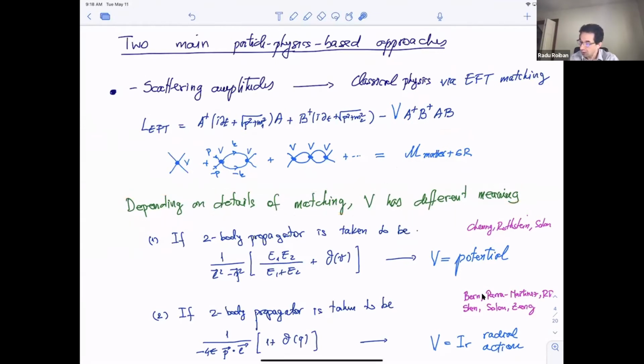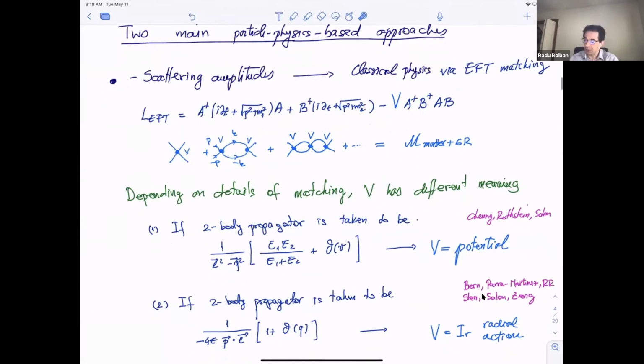That has to do really with the choice of two-body propagator, represented here by this bubble. In the original work of Chung, Rothstein, and Solon, they picked something that they referred to as Y-poles. That is, this two-body propagator looks like this. P is the incoming momentum. L is the, should have been K, L is the loop, the gravitational momentum. Sorry, the momentum in this loop, which is actually a matter loop. So with this kind of two-body propagator, V turns out to be a potential, and this object as a whole can be interpreted as a particle Hamiltonian.